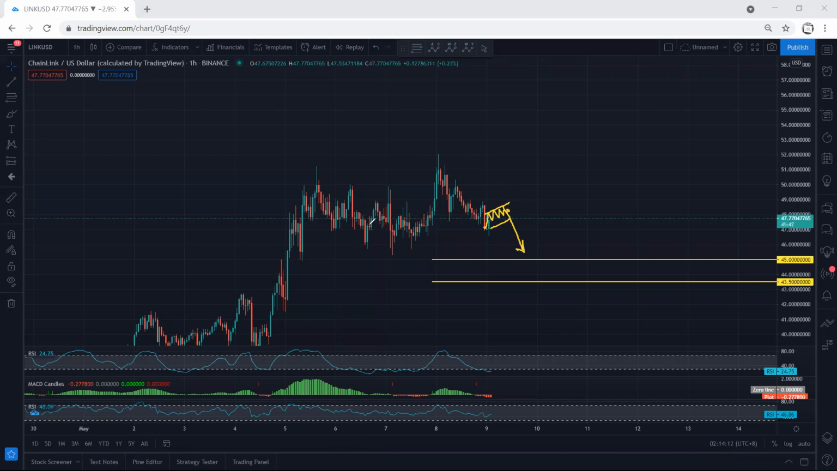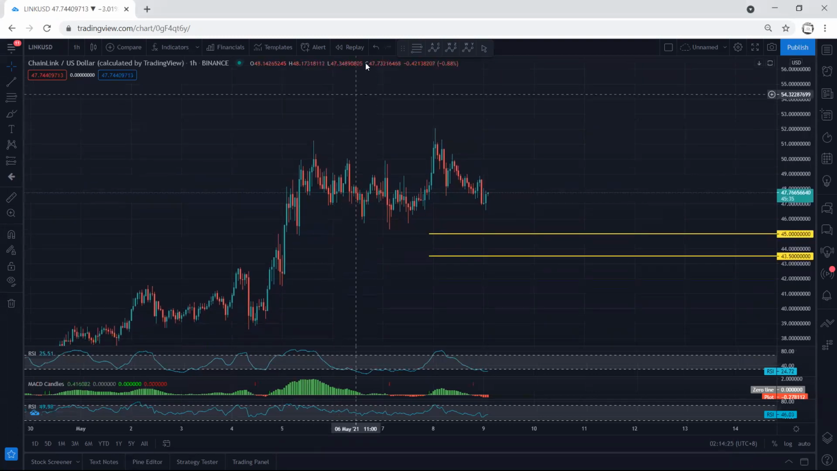Okay, because we mentioned and analyzed this when the price was here. If this turns to a deeper correction, we can still expect the price to take 45, followed by 43.5 before we get the reversal. Anyway, we just follow the chart. If I see any update, I will share.